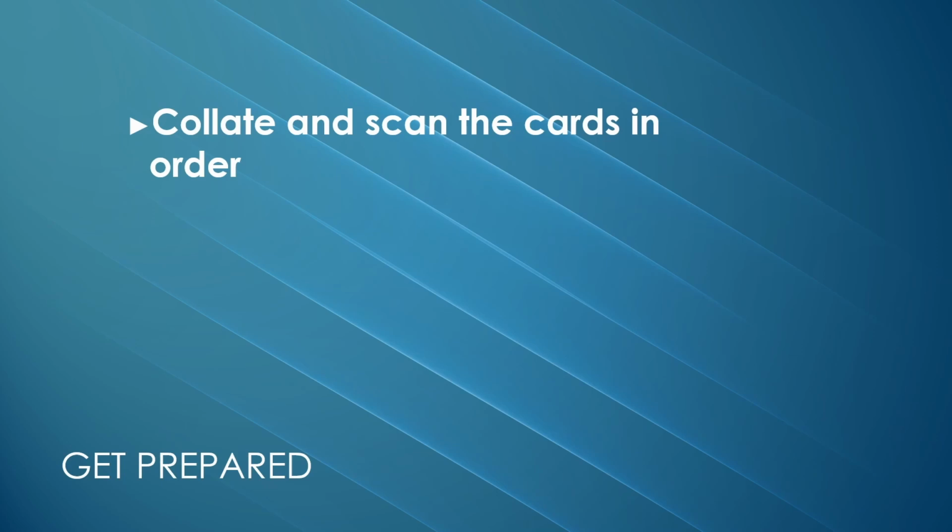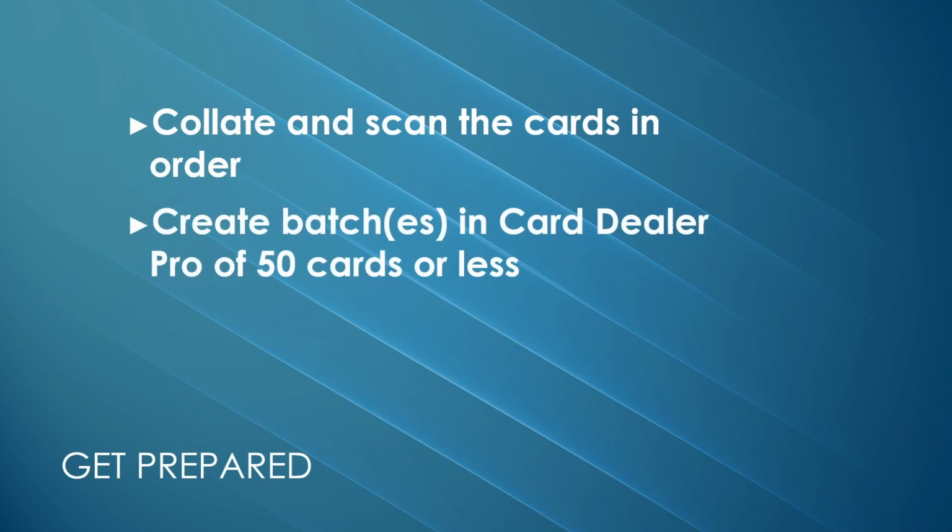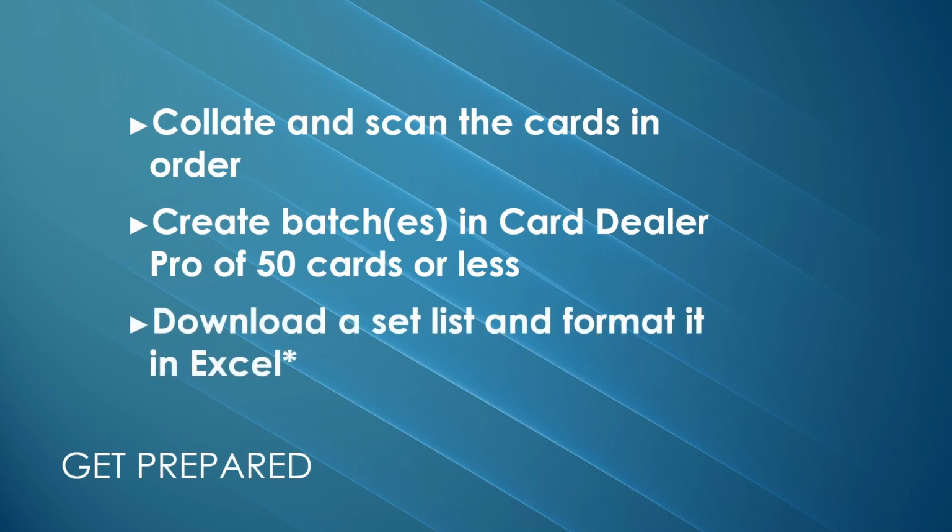If you're already doing a set break, that's generally easy enough. But if you're taking a smaller set that wasn't packaged in order, go ahead and get them collated in order, scan them in order. Then go ahead and create your batches in Car Dealer Pro and keep them to 50 cards or less. The reason is we're going to keep it simple with variations for the time being, and the variations are limited to 50 per listing. And then the next thing is download a set list and format it in Excel.